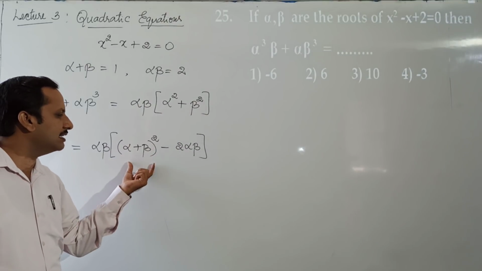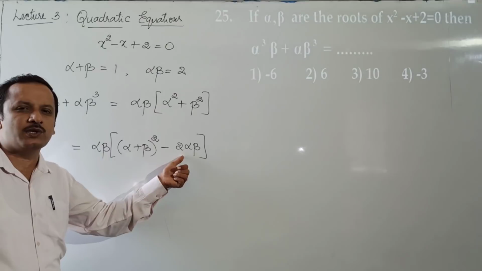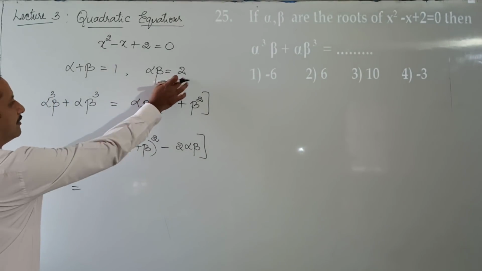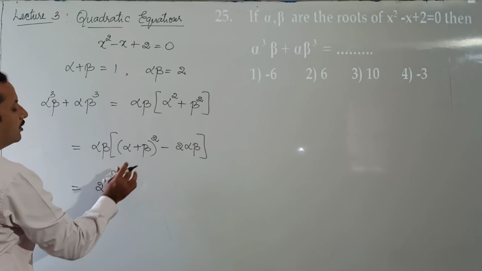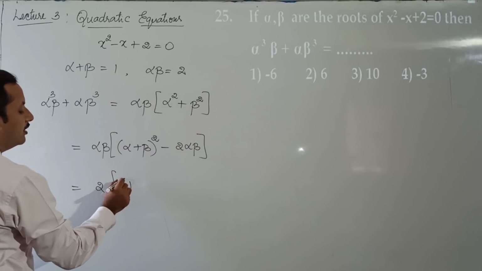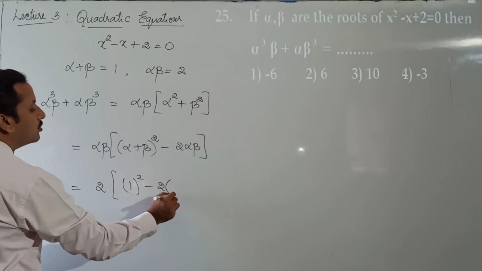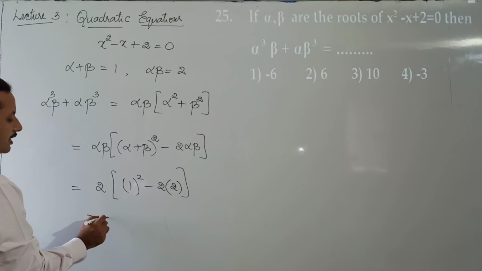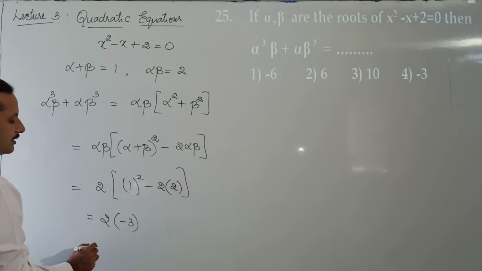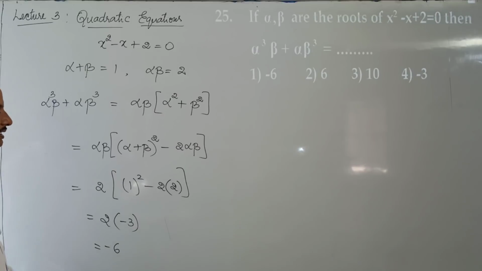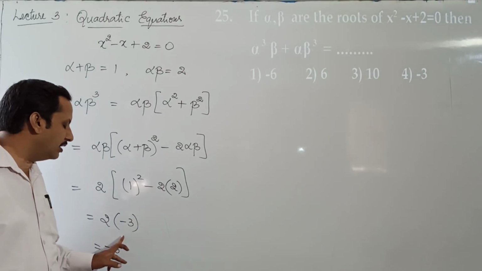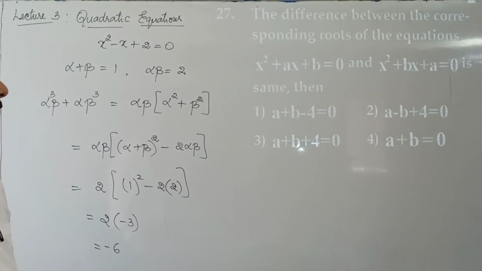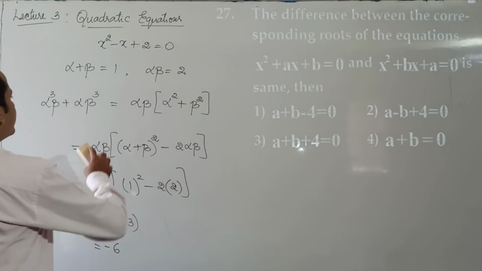So why am I writing like this? Because we know alpha plus beta and we also know alpha beta. Then now we substitute. Alpha beta is equal to 2 into alpha plus beta is 1. So 1 square minus 2 into alpha beta, which is 2. So 1 minus 4 is minus 3, 2 into minus 3 will give you minus 6. The first option. Okay. Next.